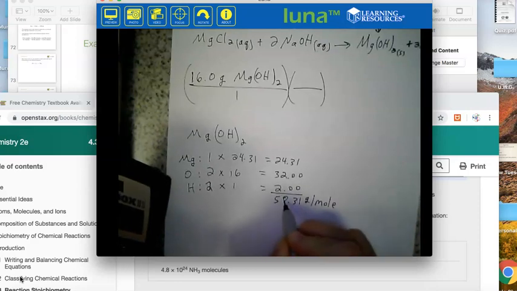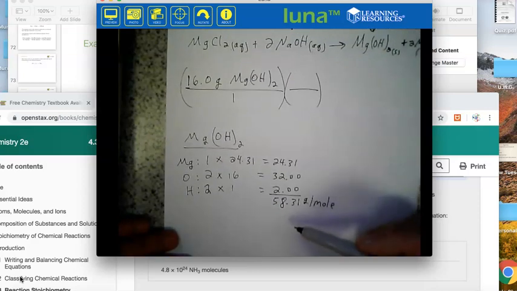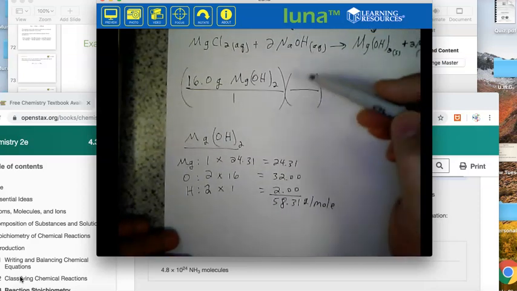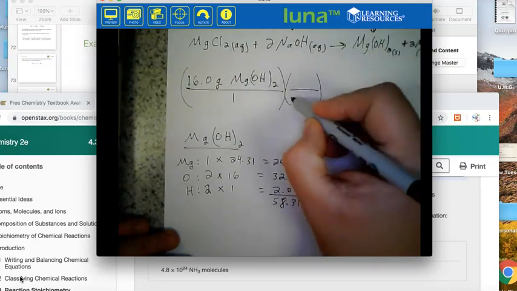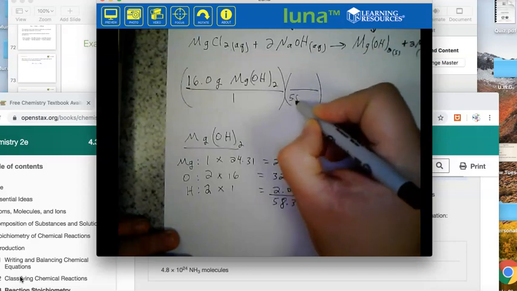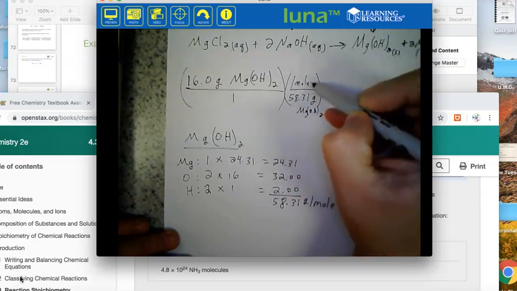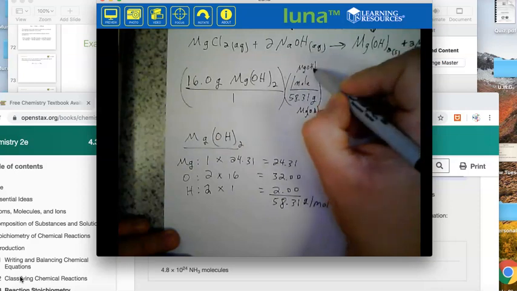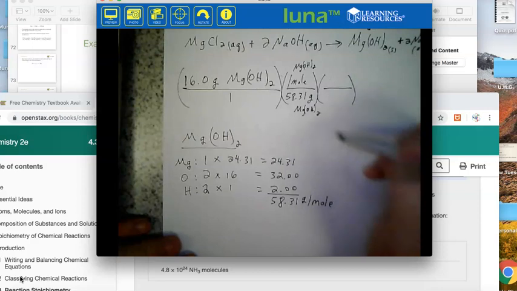So basically I have to derive my conversion factor for my molar mass for my compound magnesium hydroxide. So it's 58.31 grams per mole. So that's what I'm putting here. My units are grams of magnesium hydroxide, so I need grams at the bottom. So 58.31 grams of magnesium hydroxide is equal to 1 mole of magnesium hydroxide. Alright, so now I've gone from grams to moles of magnesium hydroxide.